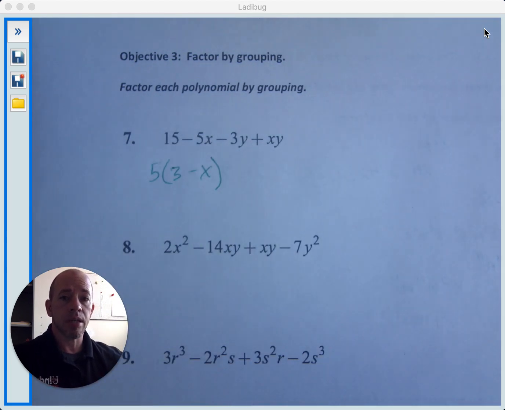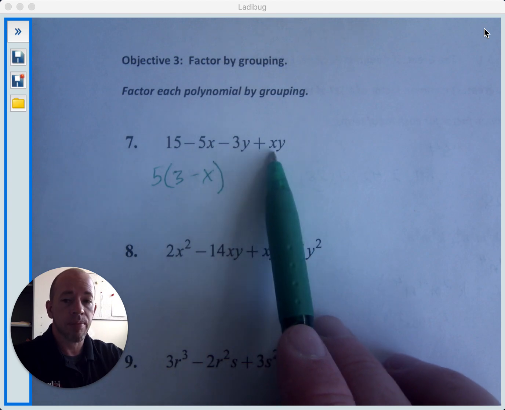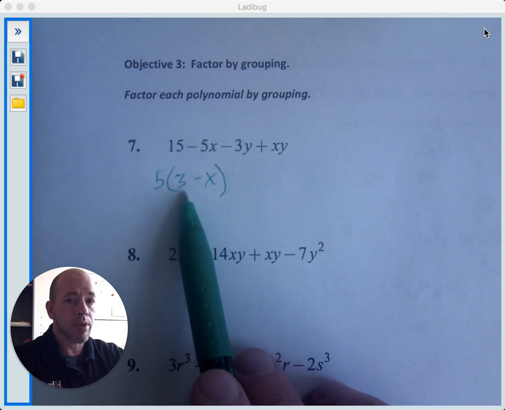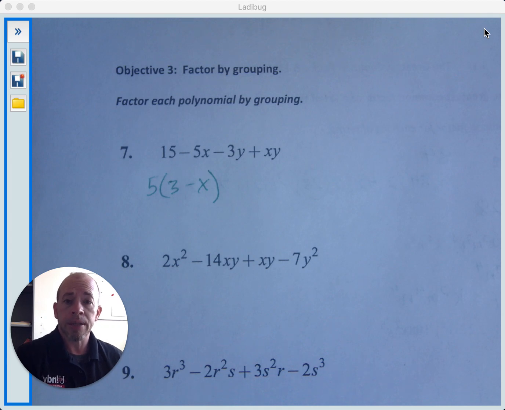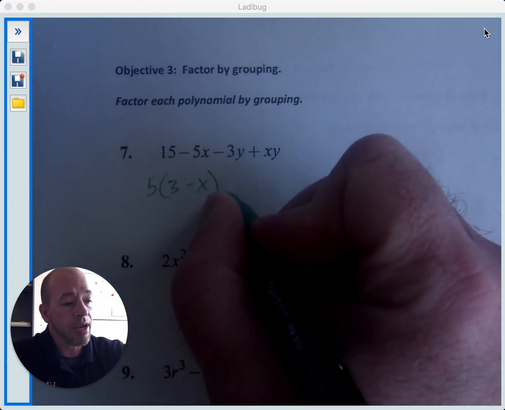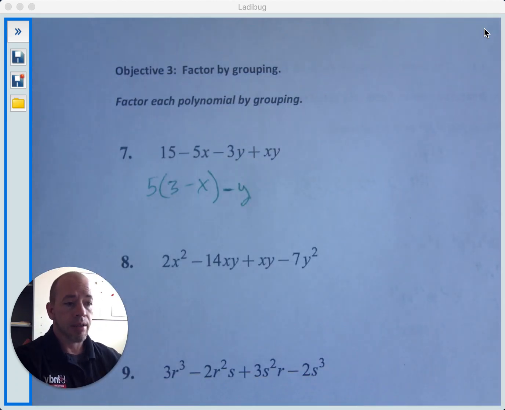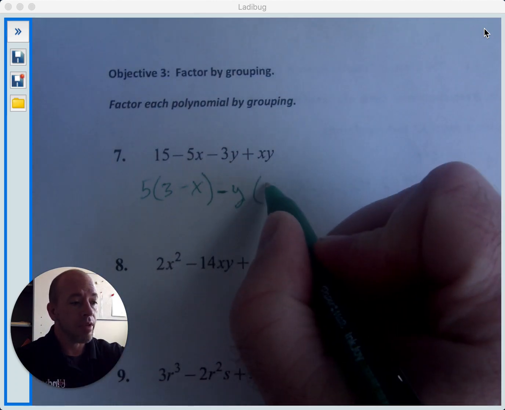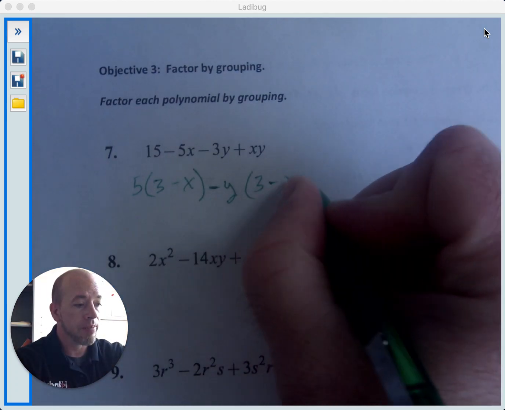But notice that if we factor a y out, we would get a negative 3 plus x. But what we're trying to do really is to get the same expression in parentheses, 3 minus x, not negative 3 plus x. So rather than factoring out a y, let's try to factor out a minus y. If we factor out a negative y, we will be left with a 3 and a minus x.